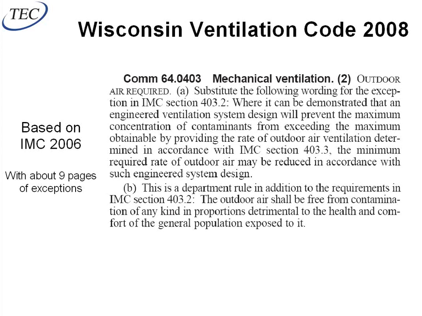Commercial section 64.0403 is what you're going to want to show your inspector or your permit guy if you're having difficulty getting them to understand that it is allowed. So if you're an engineer, which most of you on this call are, you can engineer a ventilation system that will prevent the maximum concentration of contaminants from exceeding the maximum obtainable by the outdoor air ventilation rate in accordance with IMC, blah, blah, blah. This is the exception that allows you to go ahead and do it.